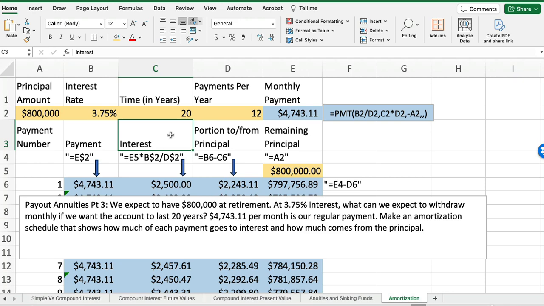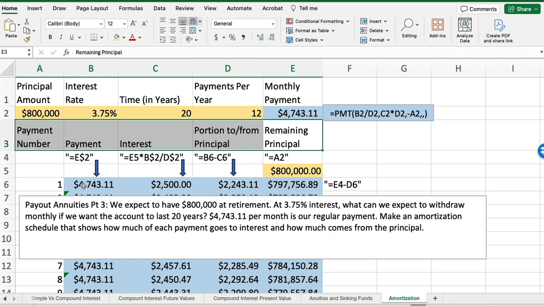So whenever you're withdrawing money from an account that's earning interest, part of that is actually coming from interest. And then in column D, the portion that is actually going to be coming from the principal. So that means that our remaining balance is going to be decreasing by a small amount at first. And as we go, it'll be decreasing more and more. And then in column E is our remaining principal. So you want to put those headers in, okay?